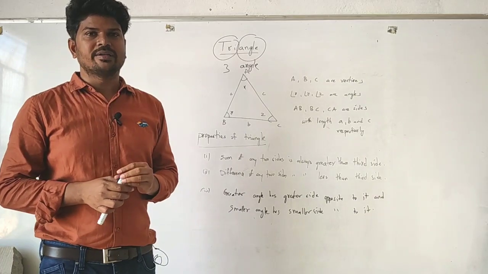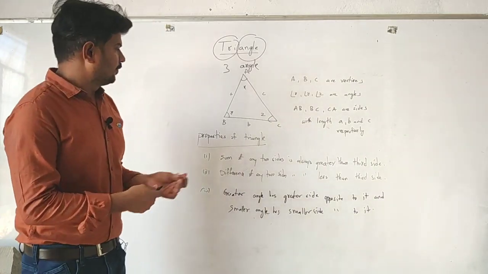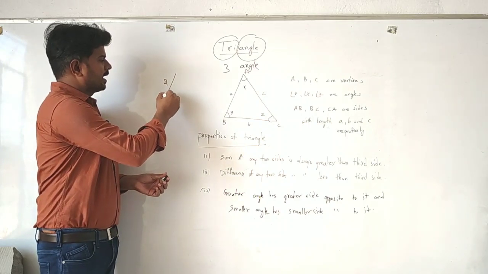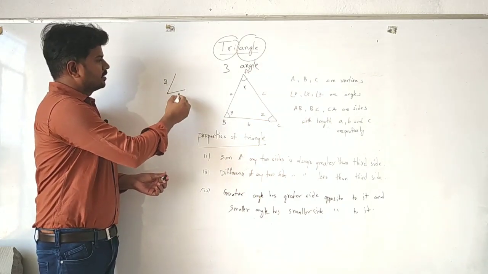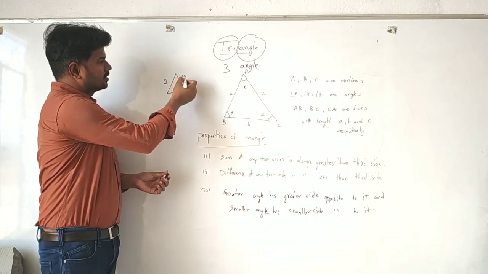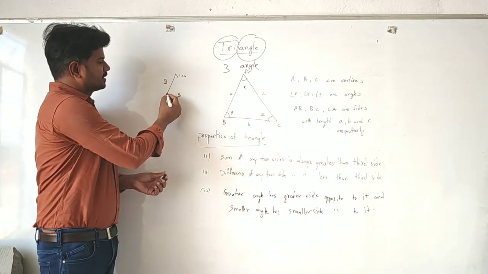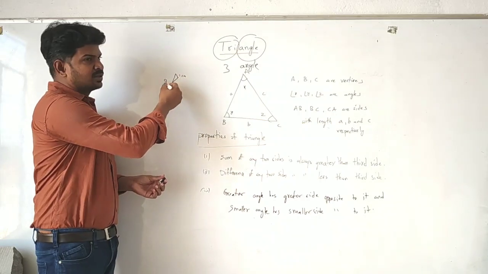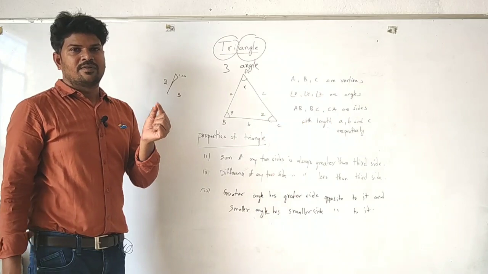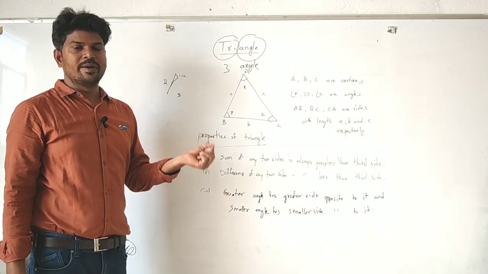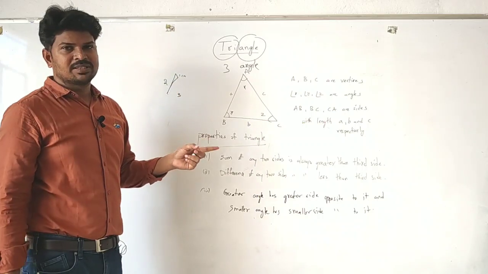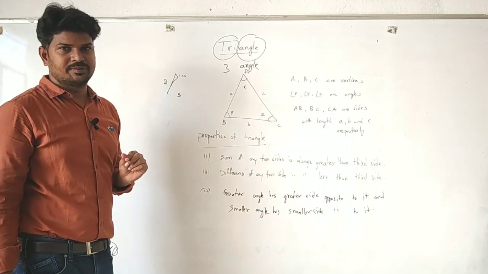Why do we require that condition? Say we have a side of 2 cm and a side of 3 cm. Now if the third side is only 1 cm, we cannot make it. It will be like this, so that it doesn't look like a triangle. So for a triangle, the sides have to obey the condition that the sum of any two sides must be greater than the third side.